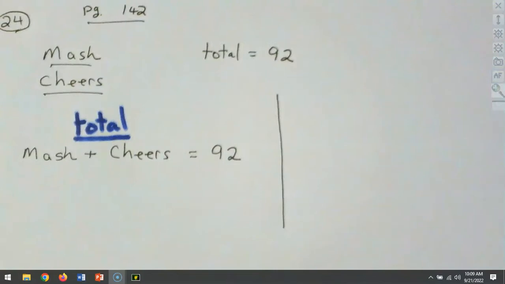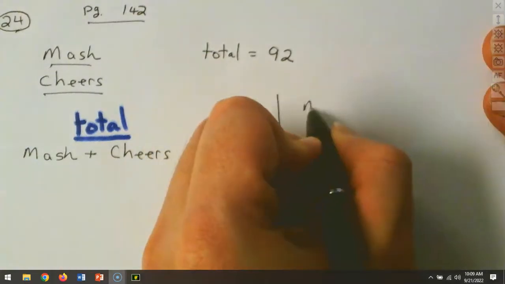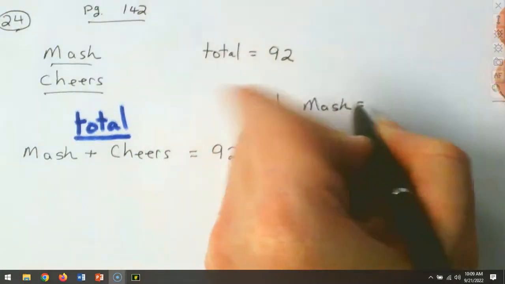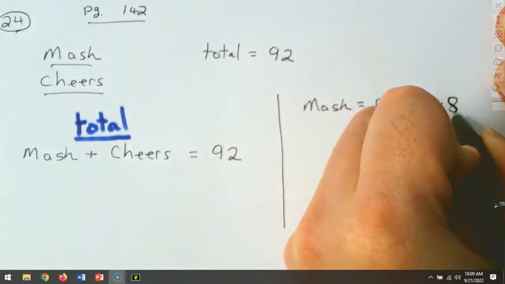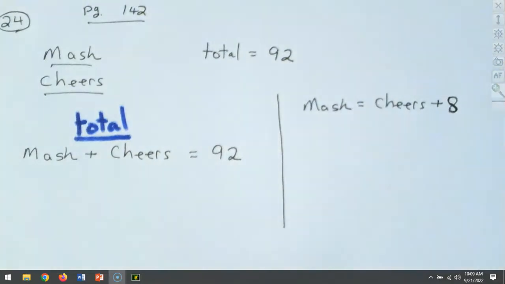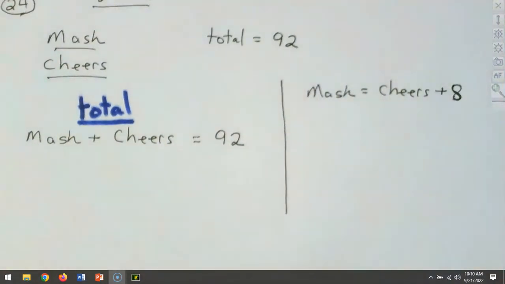When we continue on, with 8 million more people watching MASH than Cheers. So 8 million more people watched MASH. So MASH is going to equal the Cheers plus 8. Is everyone okay with that? Because they have 8 million more. I'm writing it out in words first. Then we'll plug it in over here, and we'll solve it, and we'll get the two shows' attendance. So MASH is going to equal the Cheers plus 8.